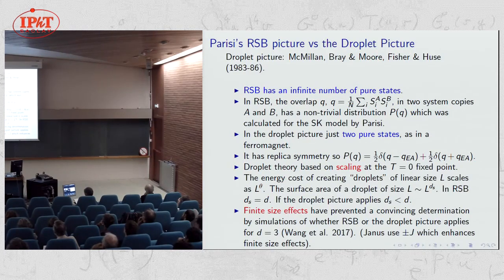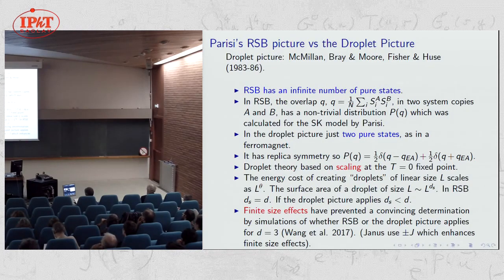And in it, you study the energy cost, or the free energy cost, of creating droplets of linear size L, and these scale with an exponent depending on their linear size as L to the theta. And the surface area of these droplets scales like L to the ds. And in the replica symmetry breaking picture, the surface area is enormous. It scales with the exponent d. So the droplets are space fillings in the replica symmetry breaking picture.